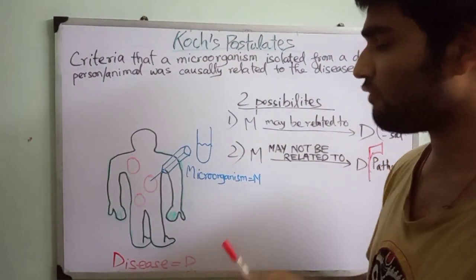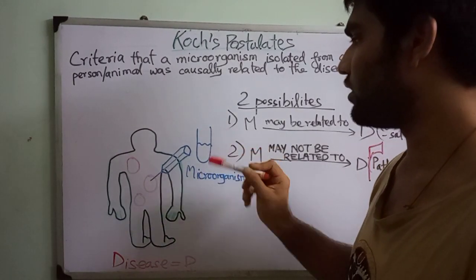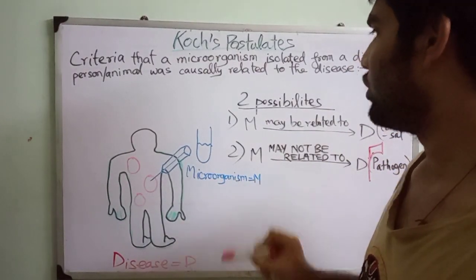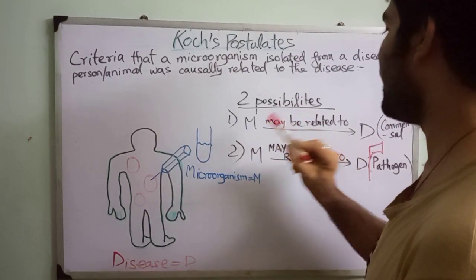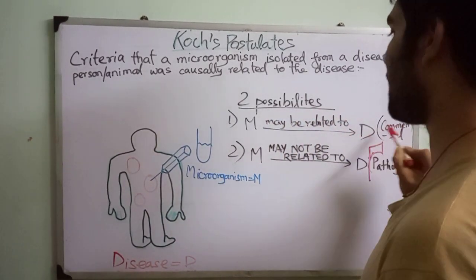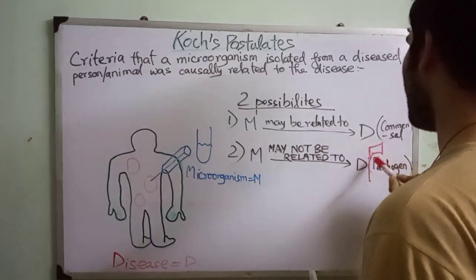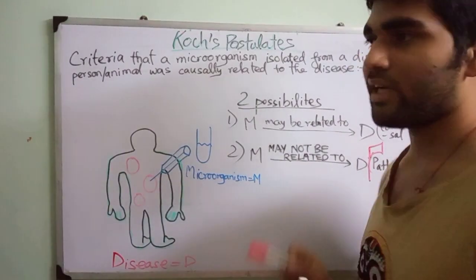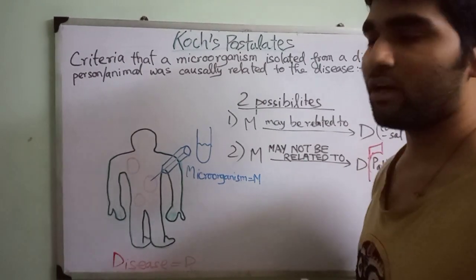when we do the fine needle aspiration, we get a sample in a test tube, and we get the microorganism M. So there are two possibilities: M may be a commensal and not related to the disease D, or M may be a pathogen, and when M is a pathogen, it raises a red flag. It is a matter of concern.